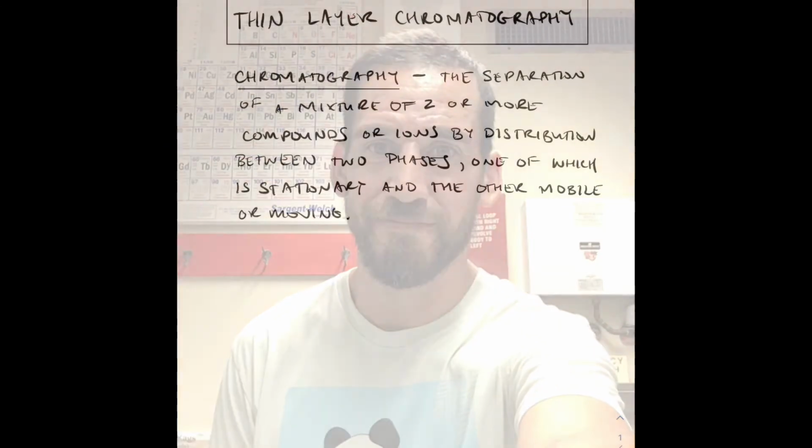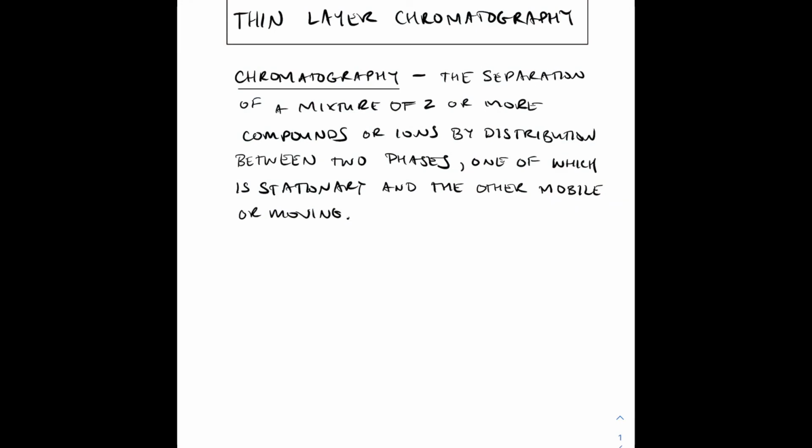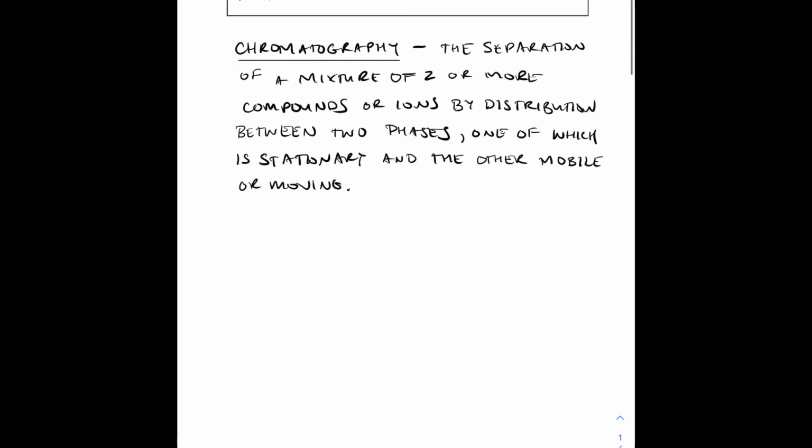Okay, so here we go. I wrote down the definition of chromatography for you. We are definitely doing thin layer chromatography. Chromatography is the separation of a mixture of two or more compounds or ions by distribution between two phases, one of which is a stationary phase and the other mobile or moving. This is something I already told you, but I wanted to write it down so that you get it. You're going to replay the video 18 times to get it all.